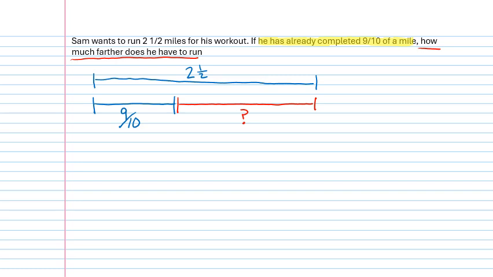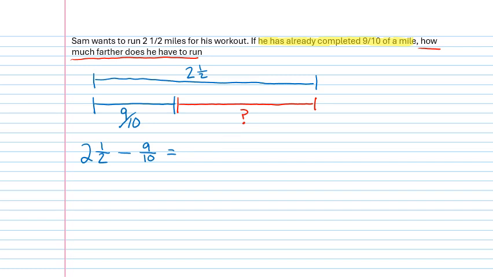Maybe you could tell from this diagram, or from the problem itself, that this is a subtraction problem. Take the whole amount minus the part that's already done, right? So let me go back to blue. 2.5 miles total minus the part that was already done, the 9/10, should equal the remainder, the remaining part of the workout.